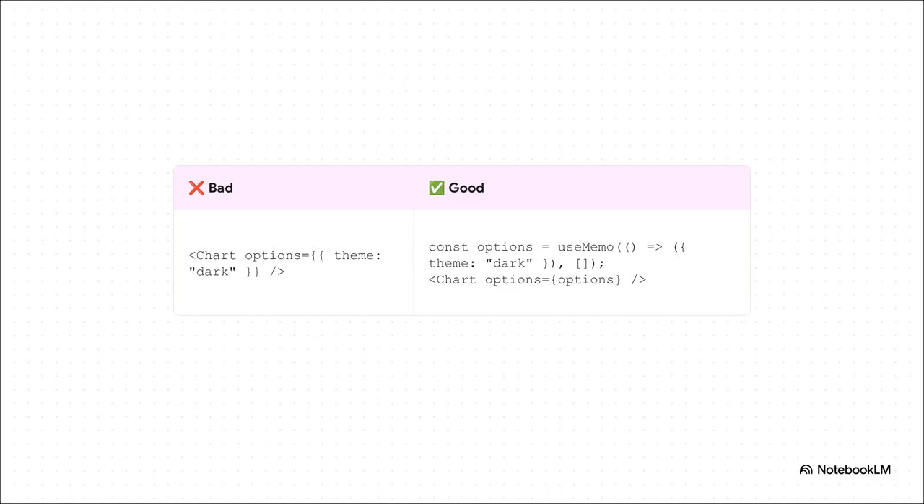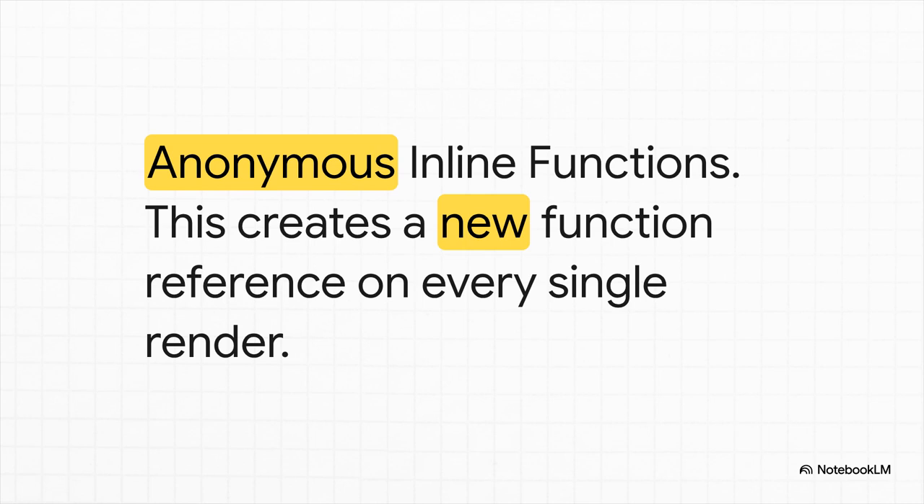And here's the fix. On the left, in the bad example, we're creating that new options object on every single render. That poor chart component is just updating constantly for no reason. But on the right, we wrap it in the useMemo hook. This is like telling React, hey, calculate this value once, and then just hang on to it. Don't create a new one unless you absolutely have to. Since our dependency array is empty, React returns the exact same object reference every time, and the chart component finally gets a break.